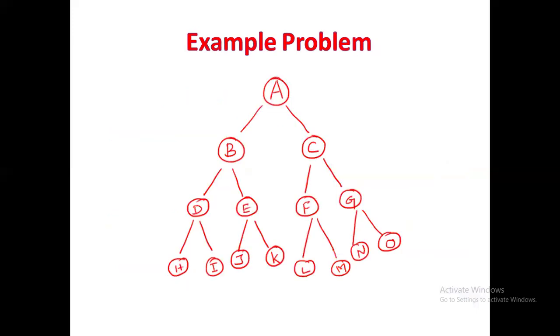So next, we'll see one example problem for this A star search. Here, this is the root node A. From A, B and C are connected, and from B there are two children D and E. From D, H and I, and from E, two children are connected, J and K. Similarly, C has two children F and G, and from F, L and M, and from G, N and O. How we are going to apply this A star search in this problem, we'll see step by step.